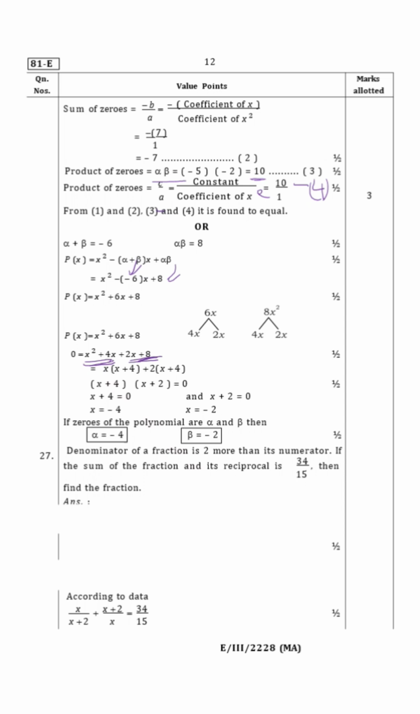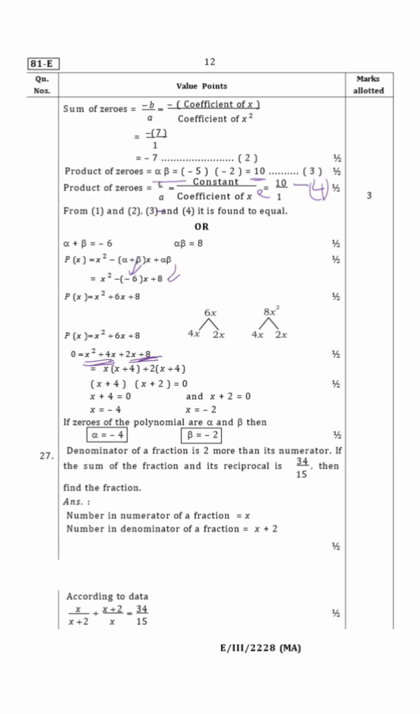The next question is taken from the chapter quadratic equations. The denominator of a fraction is 2 more than the numerator. If the sum of the fraction and its reciprocal is 34 by 15, then find the fraction. Let the numerator be x, then the denominator is 2 more than x, so x plus 2.